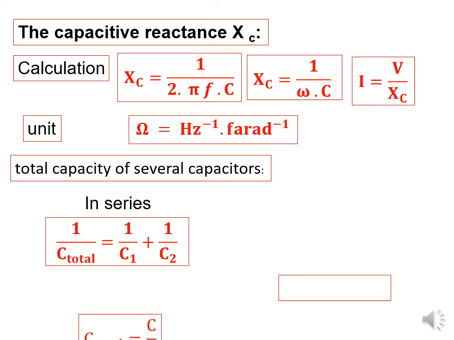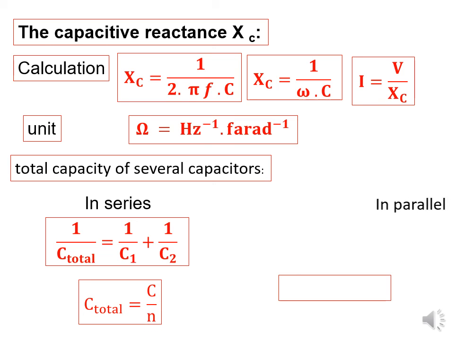If we have a group of capacitors which are equal to each other and connected in series, the total capacity of this group equals the capacity of one of them divided by its number n.